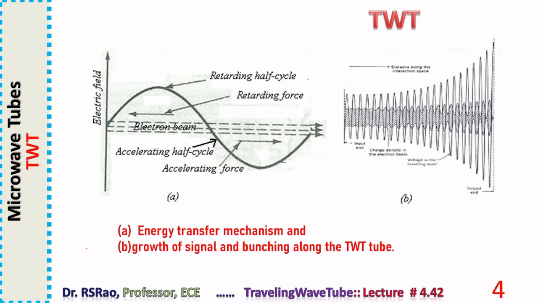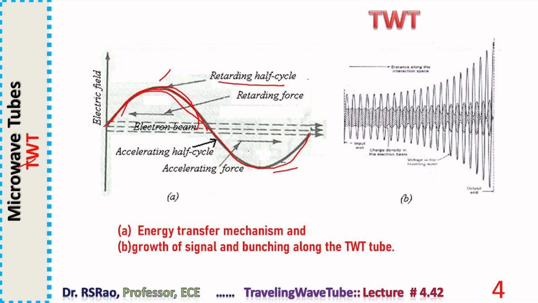Here is shown the energy transfer mechanism between beam and signal. We consider one cycle of the axial signal, positive half cycle and negative half cycle. Let us say during the positive half cycle, the electron beam is decelerated. During the negative half cycle, the electron beam is accelerated. Let us concentrate on the retarding half cycle, that is the positive half cycle. As electrons are getting retarded, their velocity gets reduced. They start traveling slowly. It leads to accumulation of electrons in this half cycle.